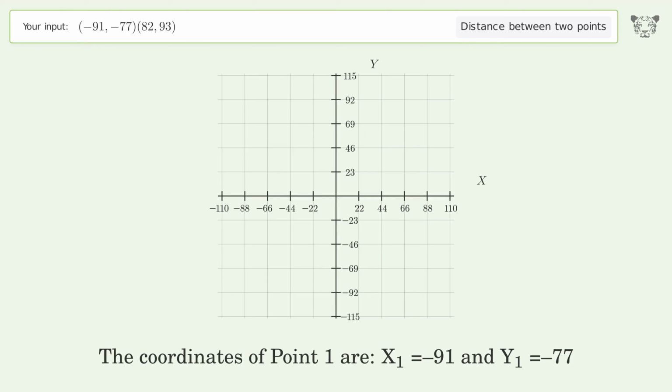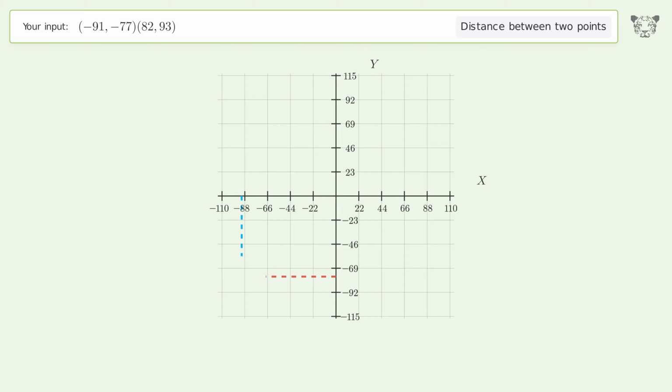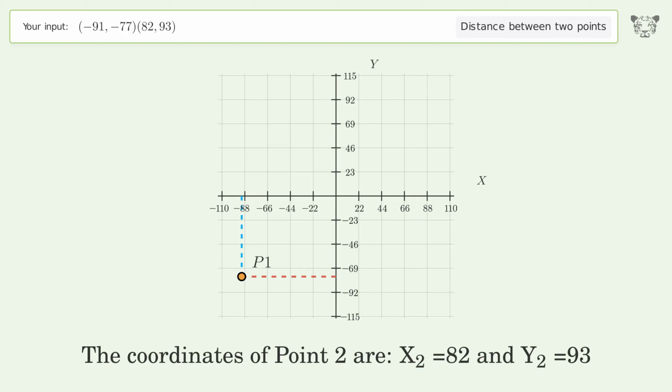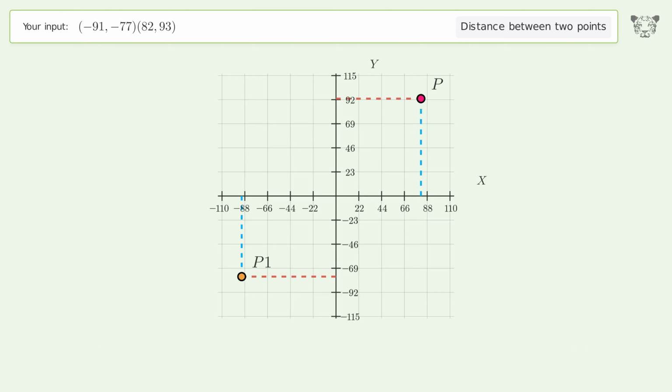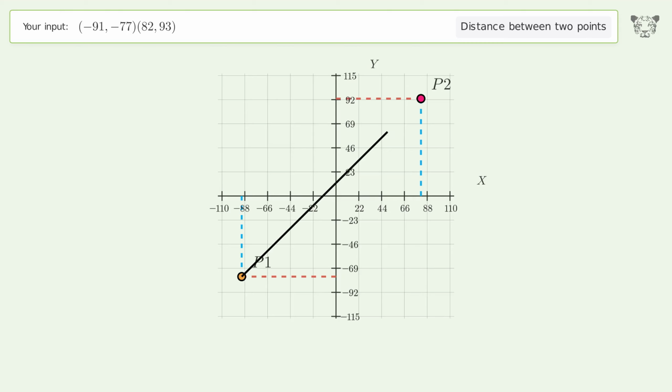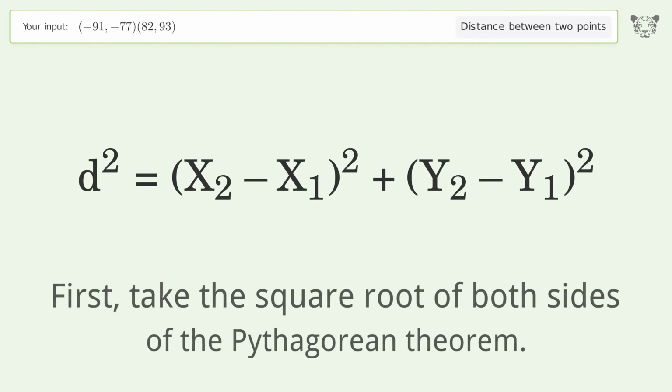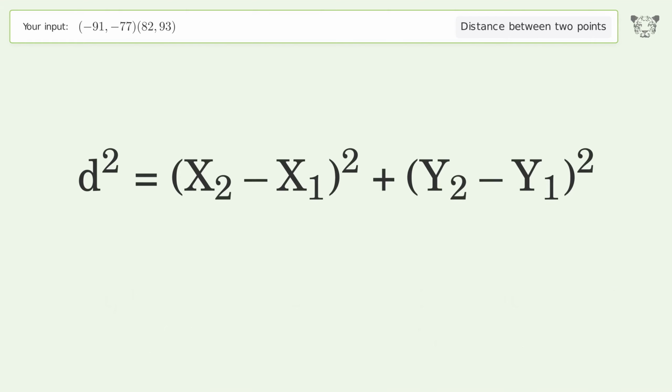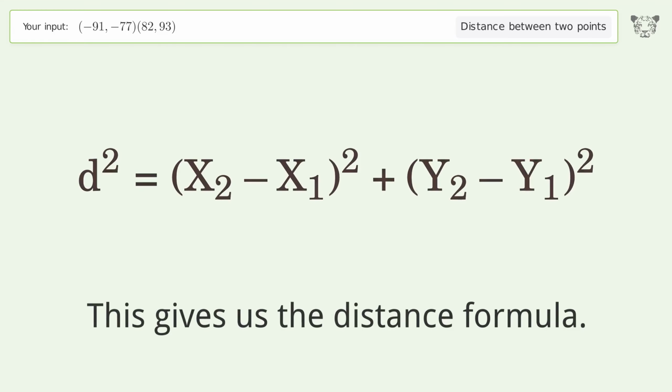The coordinates of point 1 are, x1 equals -91 and y1 equals -77. The coordinates of point 2 are, x2 equals 82 and y2 equals 93. D is the distance between the 2 points. First, take the square root of both sides of the Pythagorean theorem. This gives us the distance formula.